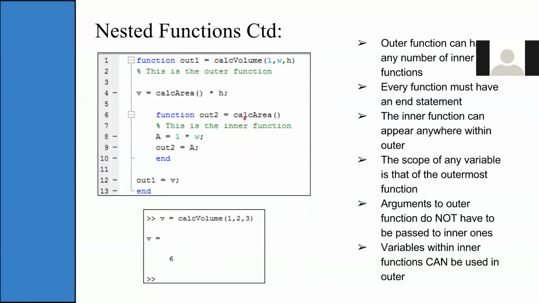You'd have a second function that calcs the area, returns it. So V is going to be our volume equals calc area. It's going to return the area times the height. So length width height will give us the area, and we will pass that out from the main function. So if we were to run it with 1, 2, 3, our volume would be 6. Also, variables within the inner function can be used in the outer function, so it works both ways.